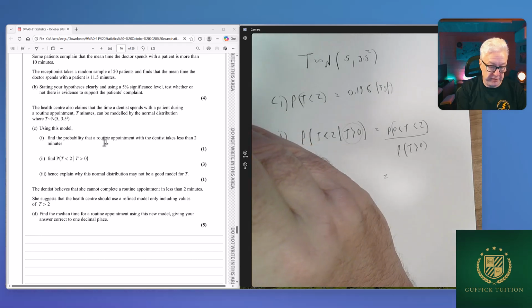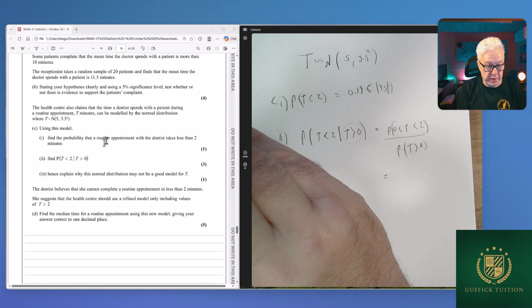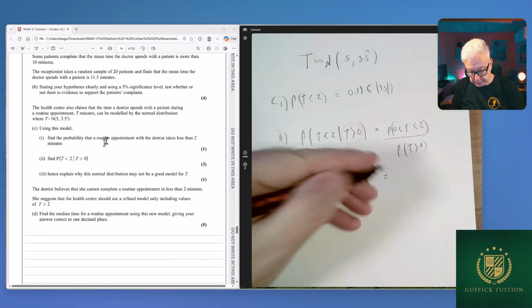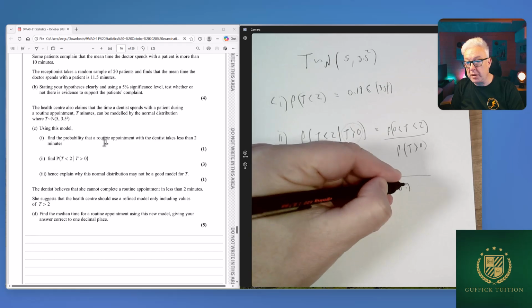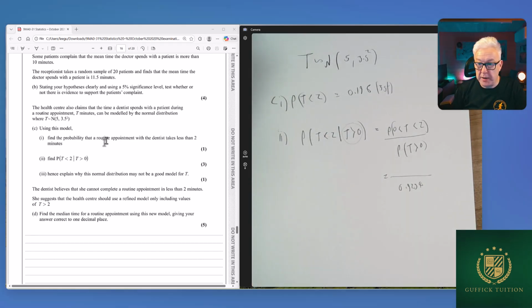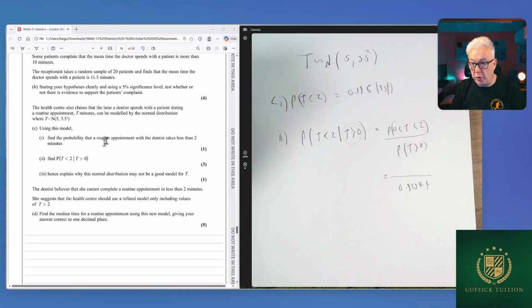Our mean is 5 and our standard deviation is 3.5. So we work that out. That gives me 0.9234 for my denominator. 0.9234 is my denominator there. Let's have another degree of accuracy, 4.